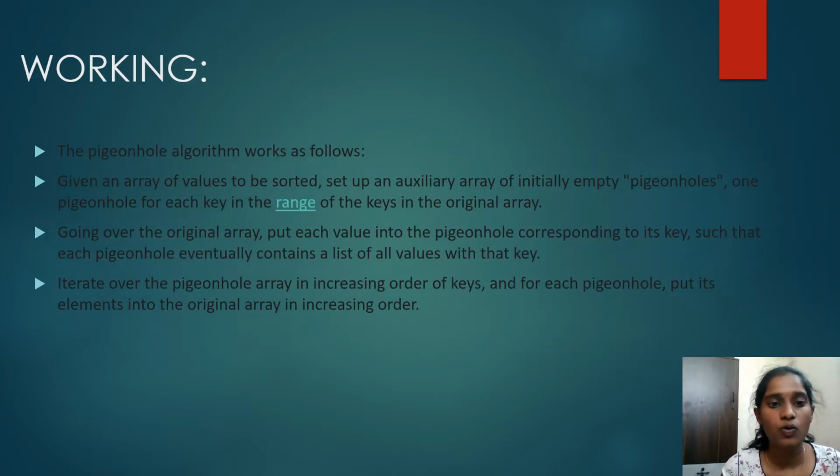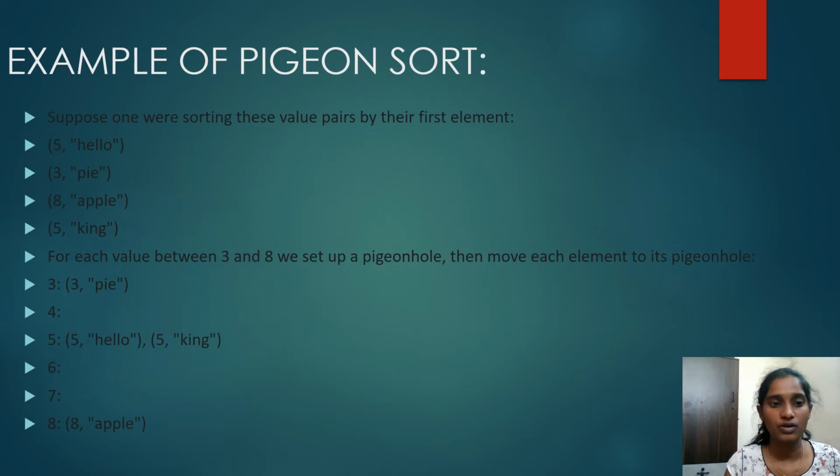Working. The pigeonhole algorithm works as follows. Given an array of values to be sorted, set up an auxiliary array of initially empty pigeonholes, one pigeonhole for each key in the range of keys in the original array. Going over the original array, put each value into the pigeonhole corresponding to its key, such that each pigeonhole eventually contains a list of all values with that key. Iterate over the pigeonhole array in increasing order of keys, and for each pigeonhole, put its elements into the original array in increasing order.